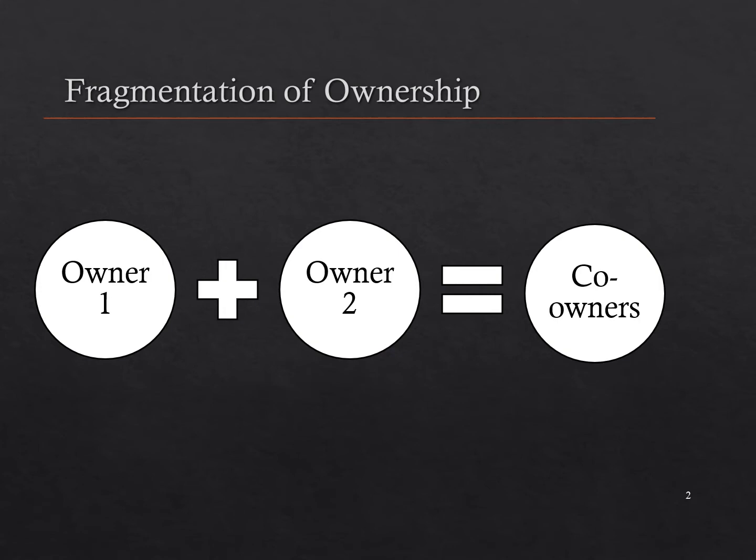When dealing with the concurrent estates, you're talking about having more than one owner. This is referred to as fragmentation of ownership. So we'd have owner 1 plus owner 2 equaling co-owners. And I reference this frequently. I talk about the fragmentation element because you can't have fragmentation of ownership with only one owner.